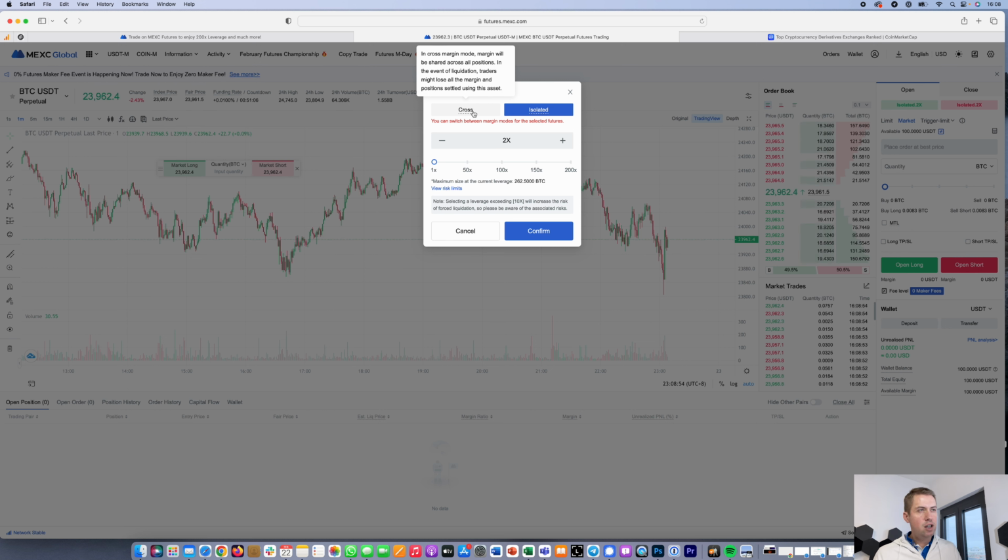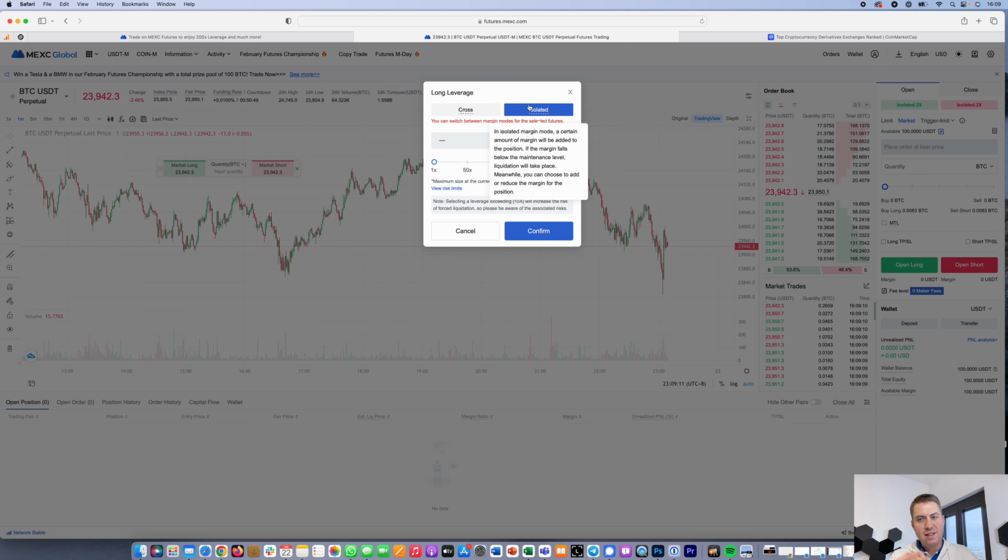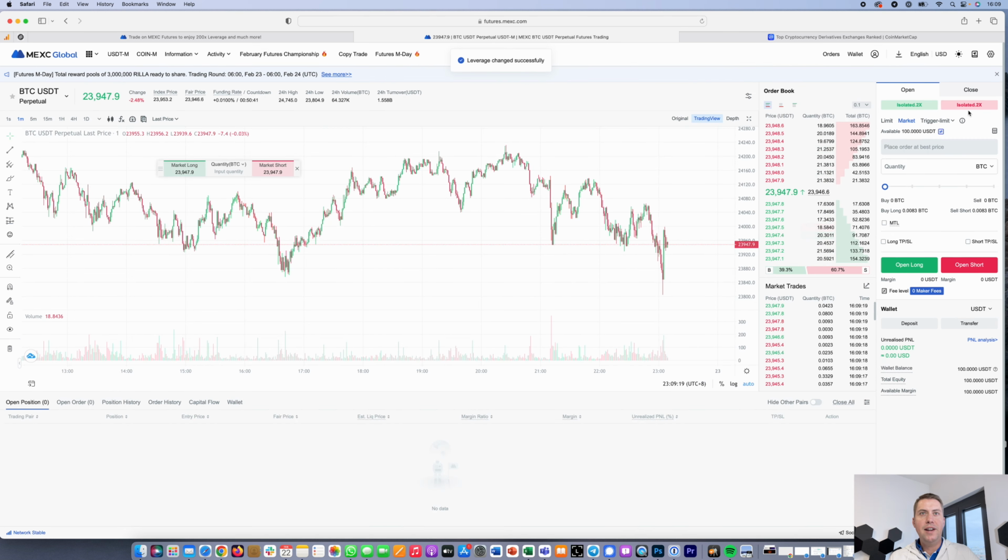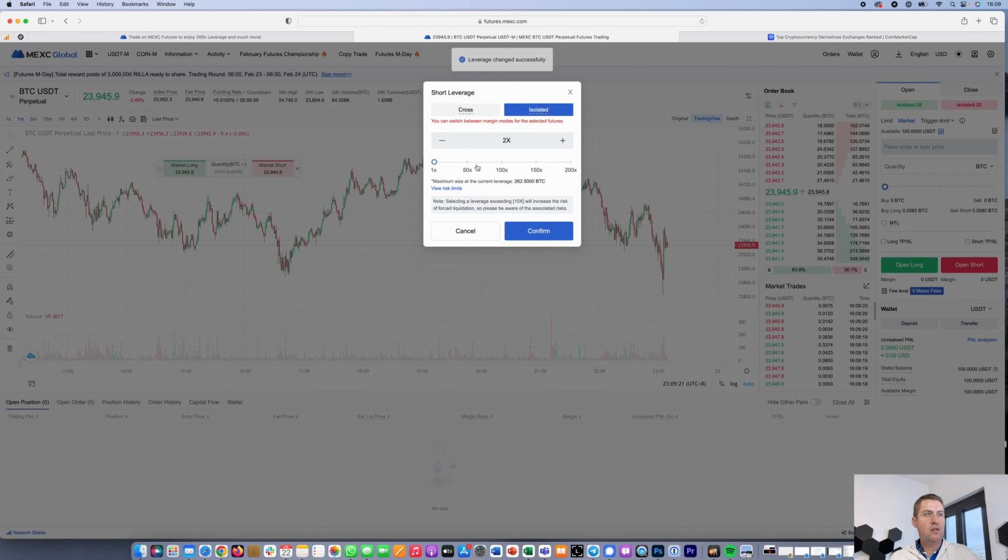So even if you are choosing cross here, you can only use the money that you have in your futures wallet. That's why exchanges have several wallets for trading, to make sure you're not losing all your money, but just the money that you have in a certain wallet. And for futures, it's obviously the futures wallet. So I would always recommend isolated trading, then confirm. And if you want to go short, you can also specify that, confirm.